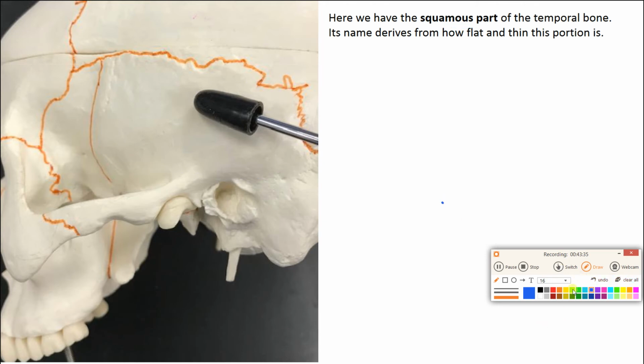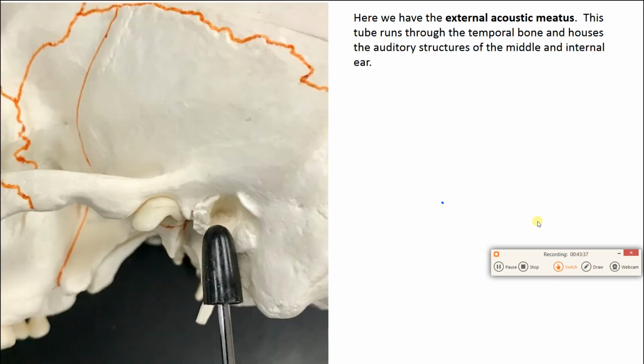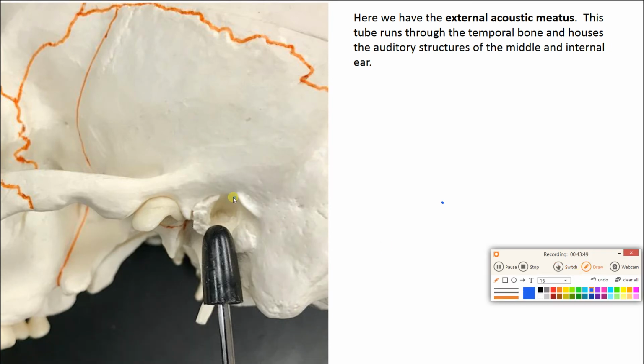Let's keep on going. There's that hole I talked about a moment ago. This is your ear hole. Your temporal bone has your ear hole. Now we cannot use the word ear hole, can we? Instead we say external because we're looking at the outside. Acoustic because we know it's going to have to do with hearing. Meatus, which is a word for tube.